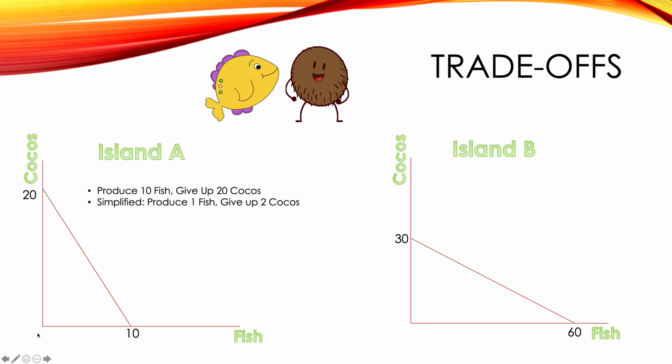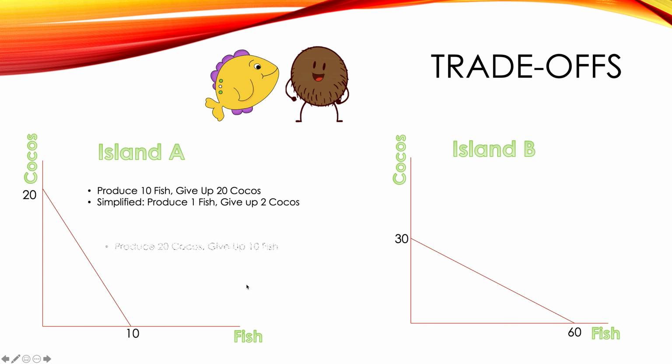So you can imagine all kinds of little points in between here, where X might be 1, Y would be 18. X might be 2, Y would be 16. And all of those points fall along this line until, when producing 10 fish, you've given up the ability to produce any coconuts at all.